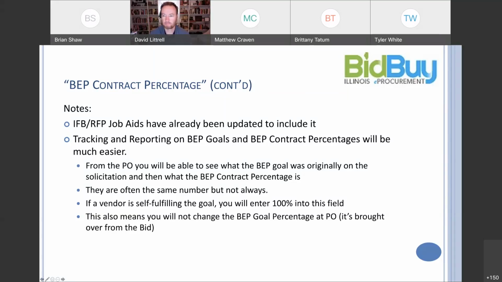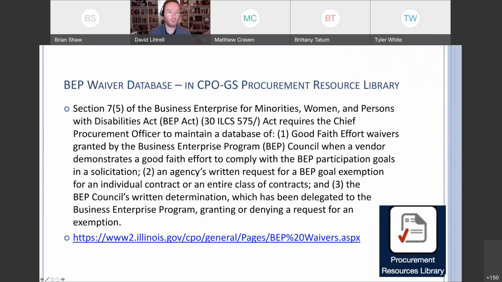Okay. Next up, the BEP Waiver Database. We talked about this. This is in conjunction with the CPO Notice 2022.01 that we talked about last week, which you can go back and take a look at. Section 7.5 of the BEP Act requires the Chief Procurement Officer to maintain a database of good faith effort waivers granted by the BEP Council when a vendor demonstrates a good faith effort to comply with the BEP participation goals in a solicitation.